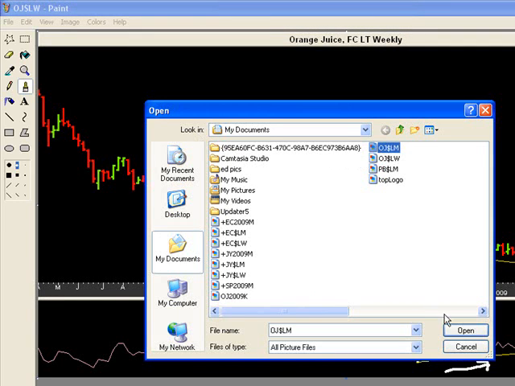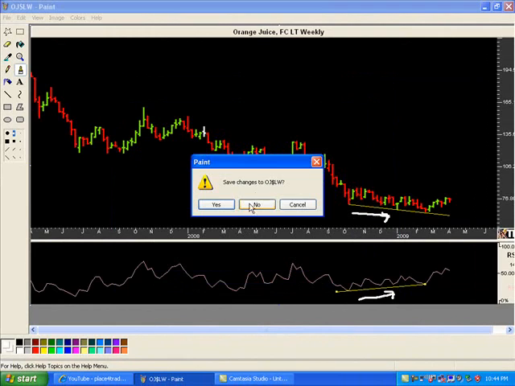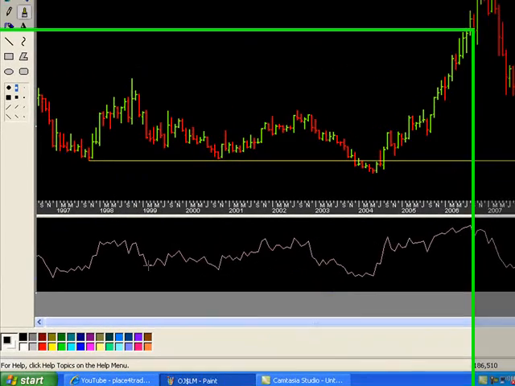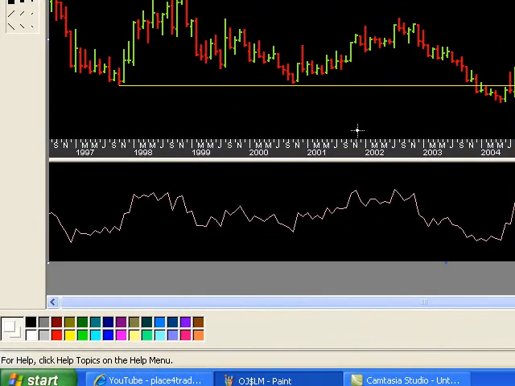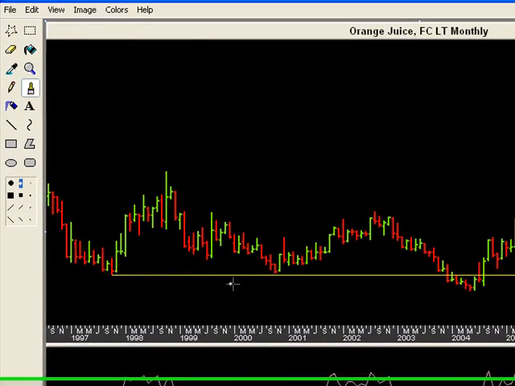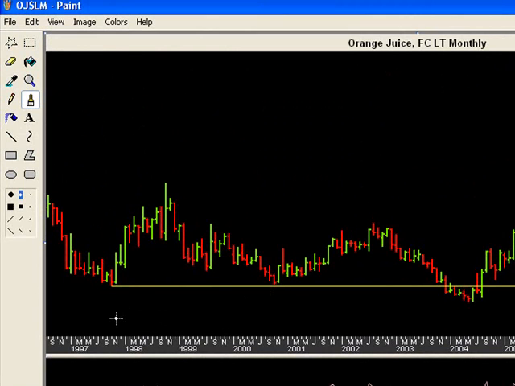If we look at a monthly chart of orange juice, I'll get it up in one second. Here's a monthly chart of orange juice. Looks like a totally different picture. Going all the way back to 1997, I drew this trend line across here. In 1997, the market went down to 63 cents. It was a great support level.